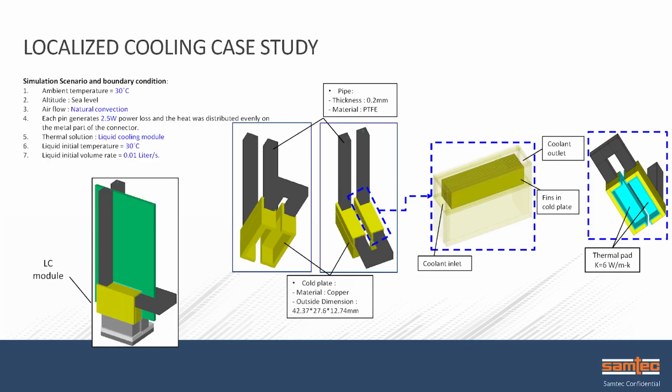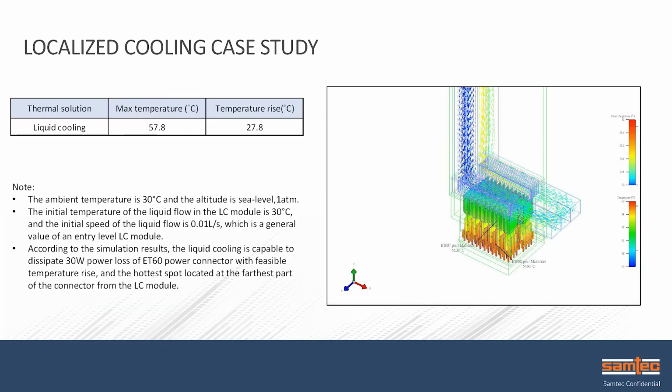What we ended up doing after running these evaluations was going to a localized cooling system where we took the heat pipe into the heat fins and circulated coolant through the system just over top of the connector itself. This change allowed us to keep the maximum temperature below 60 degrees and the temperature rise under 30 degrees, which was the customer's requirement. By simulating these effects and optimizing where these localized cooling spots are, Samtec was able to produce an efficient system that met all the customer's demands.